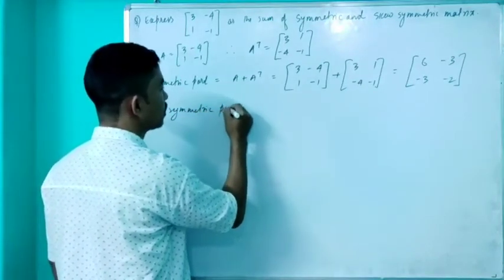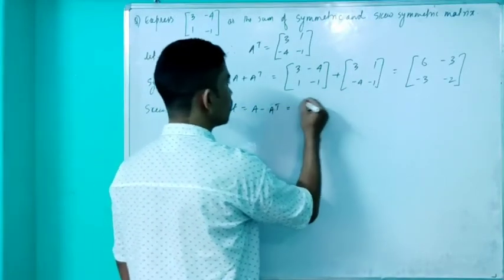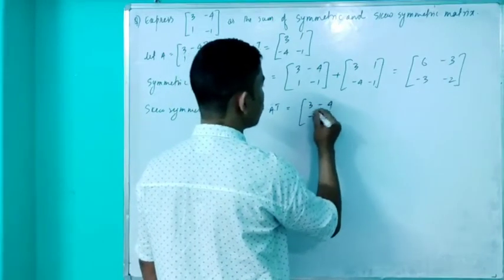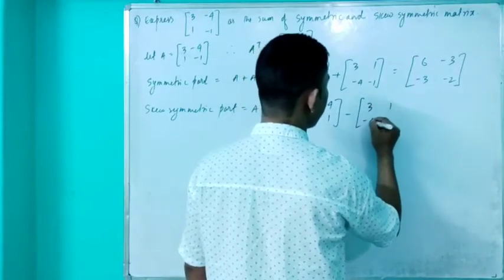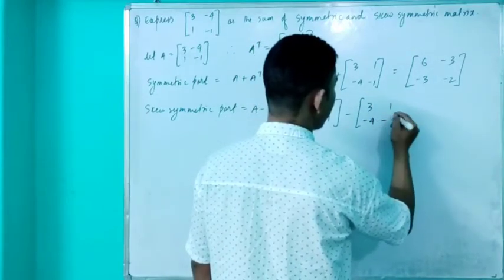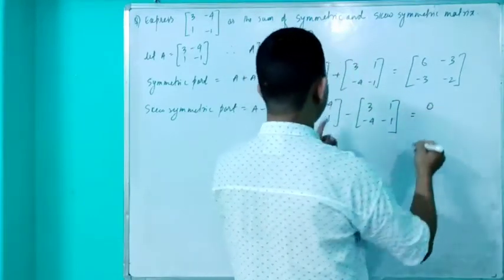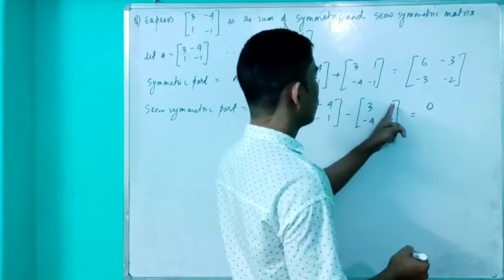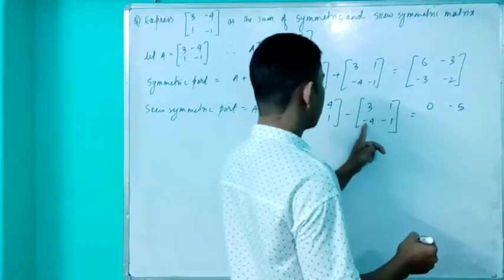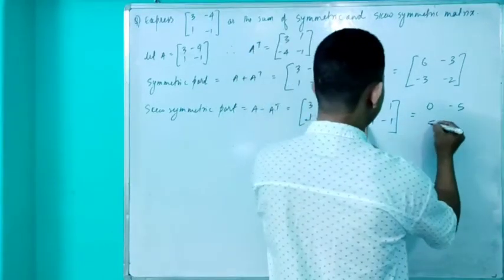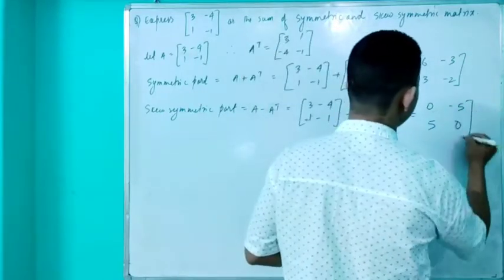The skew symmetric part is given by A minus A transpose. Okay, so which will be equal to A, here I have [3, -4; 1, -1], minus [3, 1; -4, -1]. So on subtracting, what do I get? I get 3 minus 3 gives me 0. Then minus 4 minus 1 gives me minus 5. 1 minus of minus 4 is plus, so 1 plus 4 is 5, and minus 1 minus of minus 1 is minus 1 plus 1, which gives me 0.